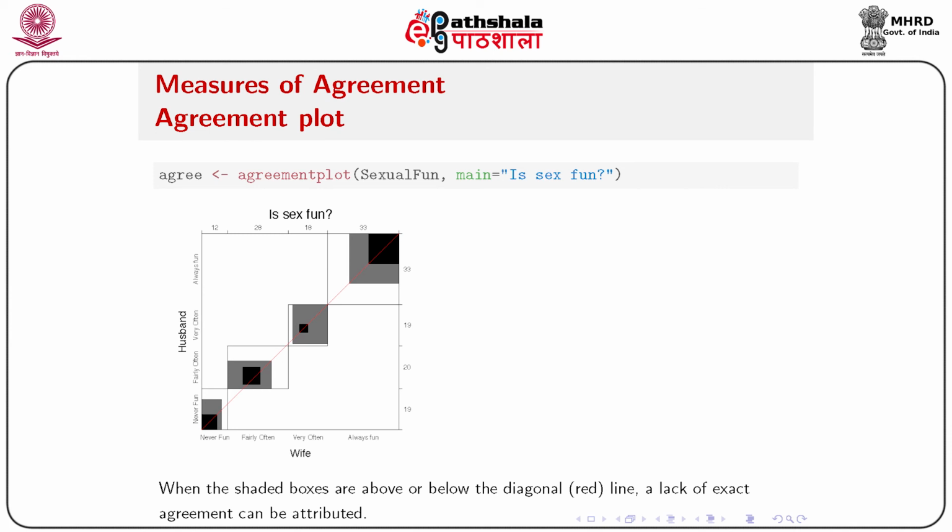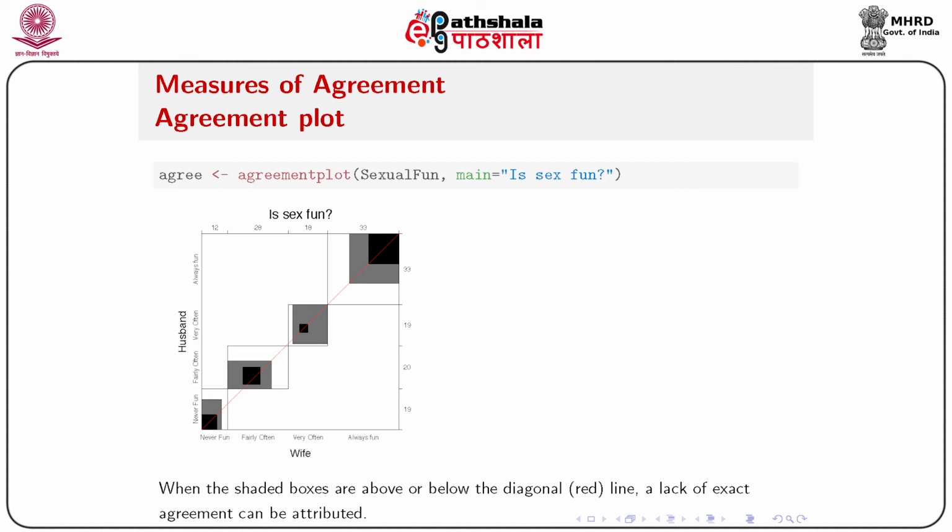So a positive association, agreement is there but a little weak agreement. And one can also display it by a plot that is called the agreement plot. Within agreementplot you can pass the sexual fun data and main equals to sex fun. Then you will see the display here. X axis would be the wife and y axis considered as the husband, and the four different choices are never fun, fairly often, very often, and always fun for the husband.